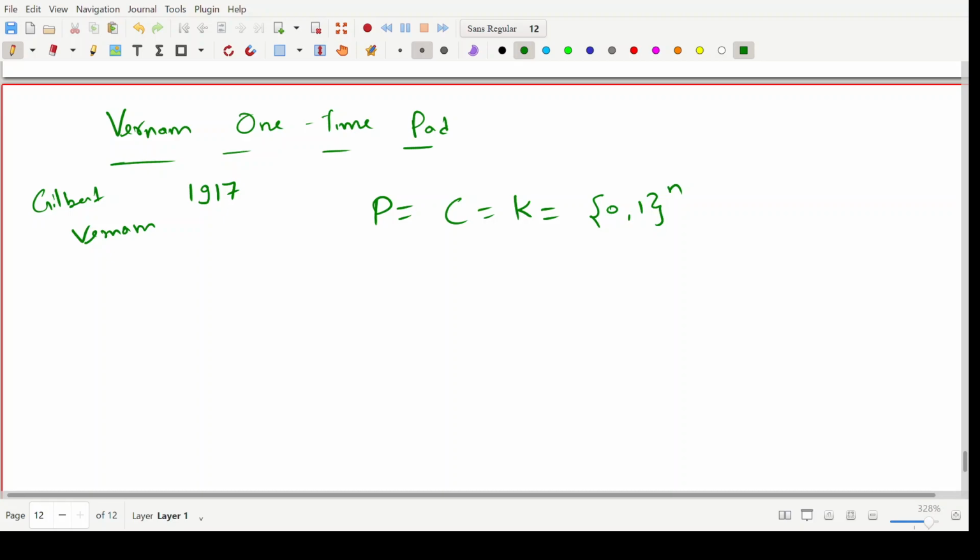Thus in one-time pad, we encrypt a bit string of length n using a key of n bits, and the ciphertext is n bits. That means your plaintext is n bits, your key is n bits, and your ciphertext, whatever you are getting, is also n bits.